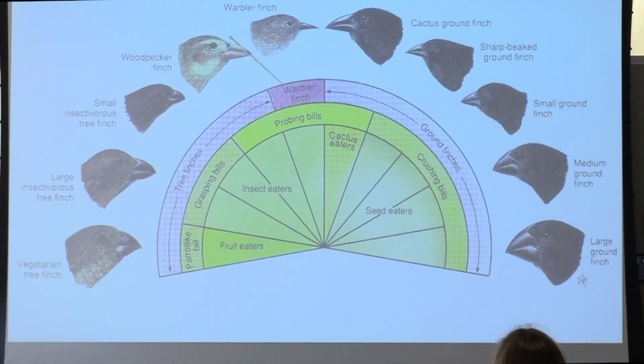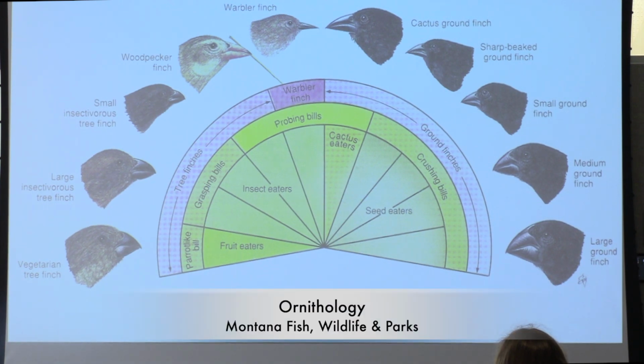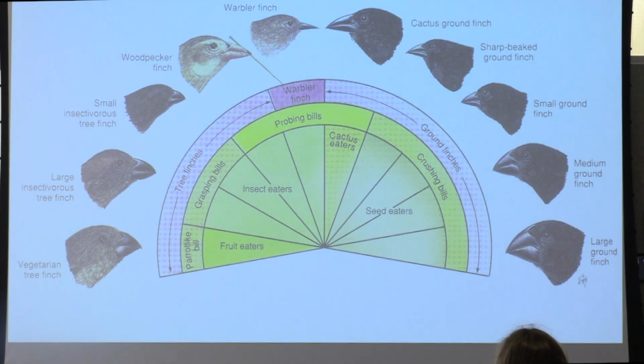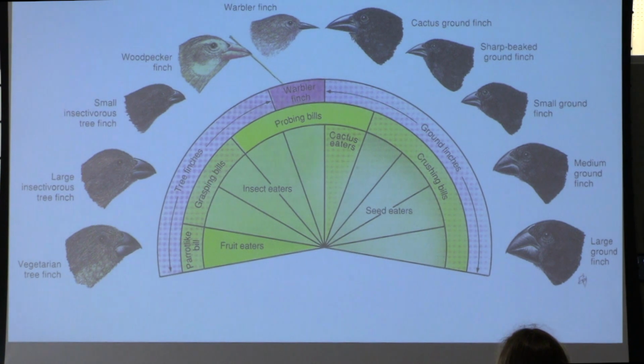These were some of the range, there's not 14 of these up here, but you can see how different beaks correlated with different food sources. So you have frugivores ranging into insectivores to cactus eaters and into seed eaters.